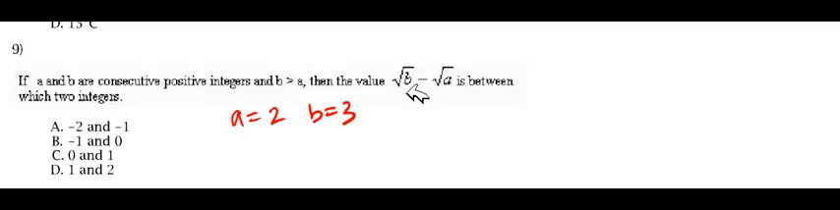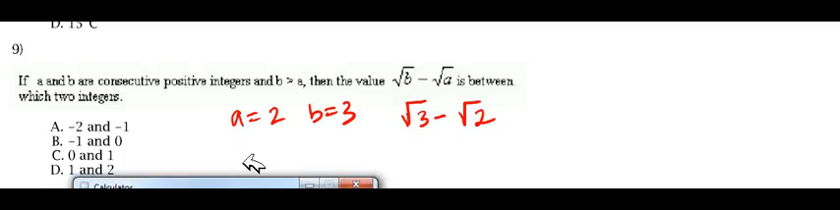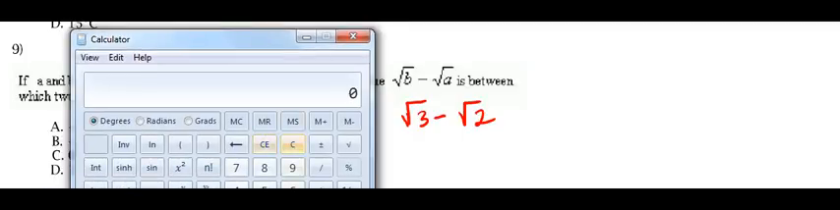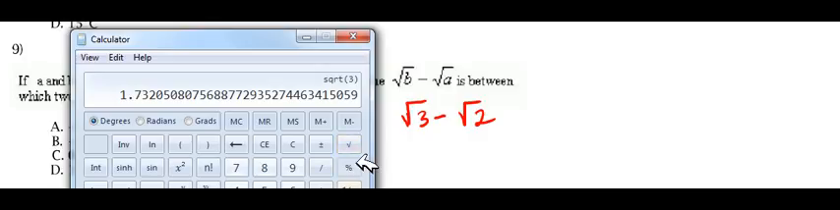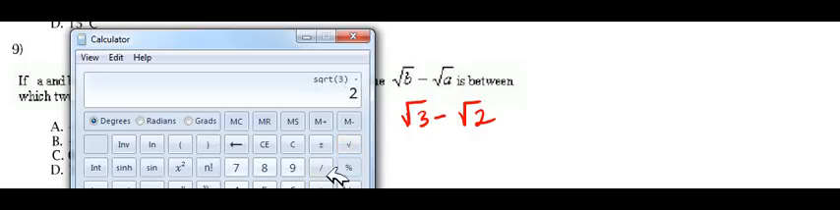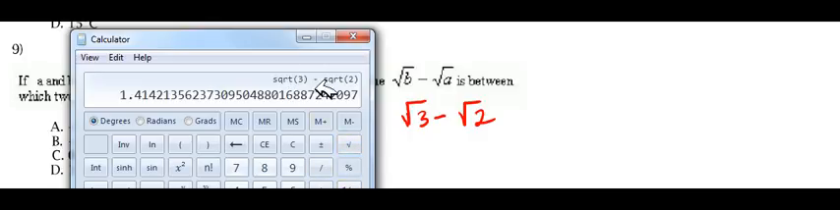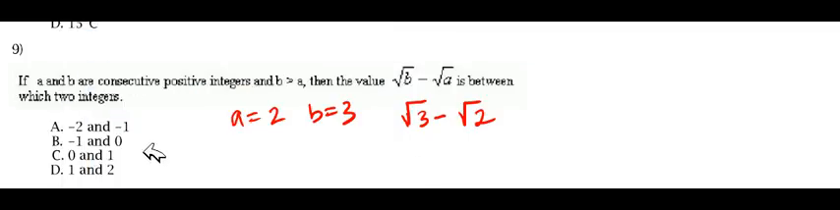So then it says this, square root of B. So instead of square root of B, I'll write square root of 3. And then I'll subtract square root of 2. And I'll do this on my calculator. I'll put square root of 3 into my calculator. Let's pull it up here. And I'll do square root of 3. And then I'll subtract square root of 2. So you can see here I'm doing square root of 3, subtract square root of 2, and I'll get an answer. And you can use this answer to help figure out where that answer is going to be.